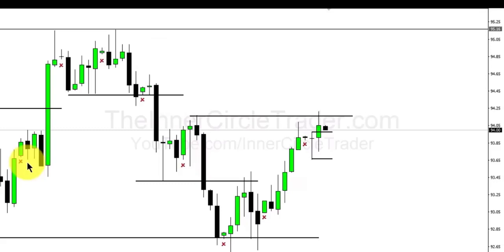And this is called an outside day, when the previous day's range is violated. Here is an example of it too. This high is 93.98 and the low is 93.67. This candle's low is 93.58 and the high is 93.99. So this is an outside day with a down close.